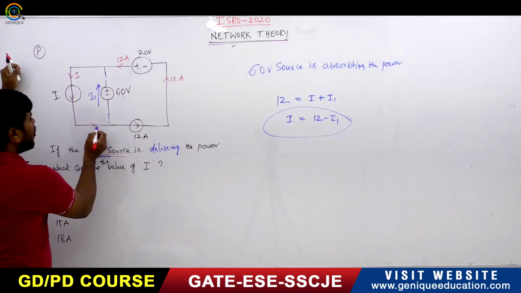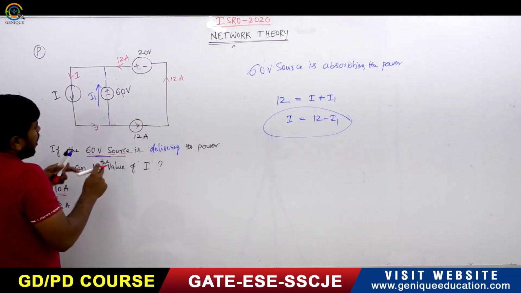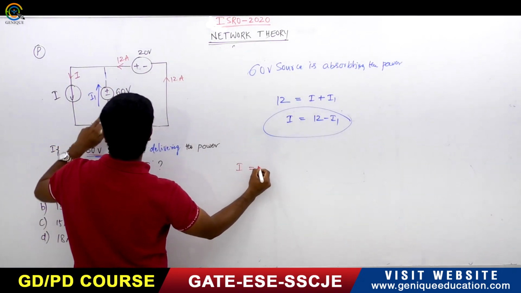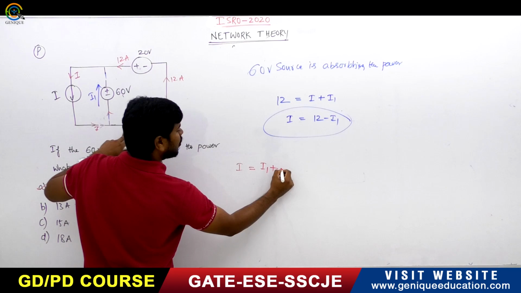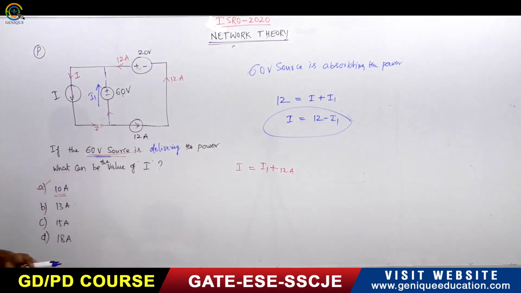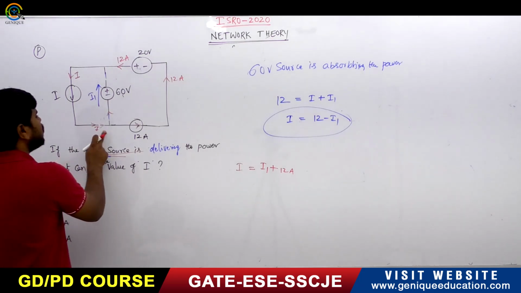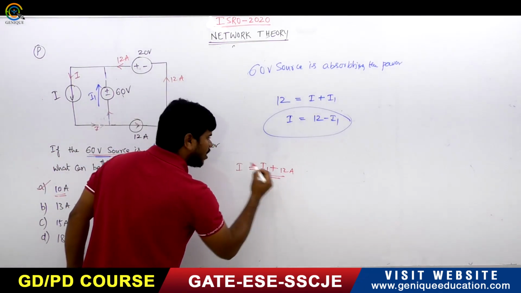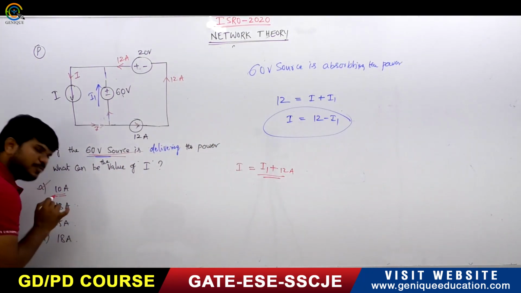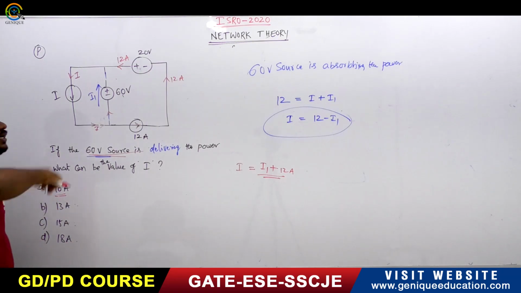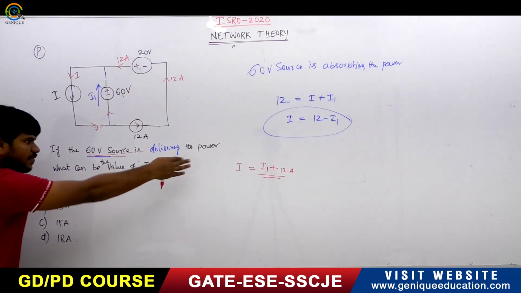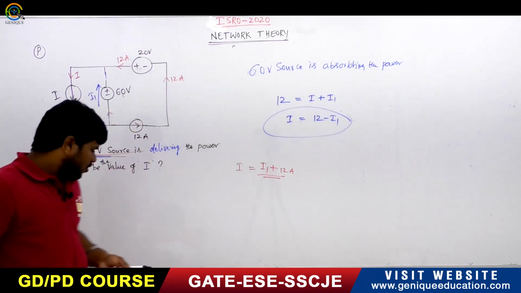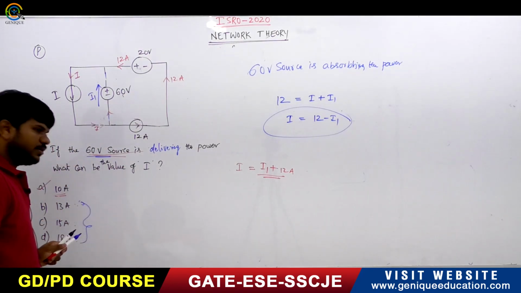Right or not? So, now, how can we write? The current is coming like this and the current is going like this. Now, I is equal to this I1 plus 12 amperes. Right or not? So, I1 plus 12 means it may be this option, this option, this option. Three options may be correct, but the exact value of I1 is not given. So, that's why we can't exactly decide what is the value of I.